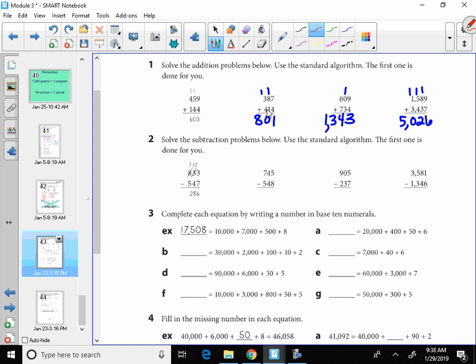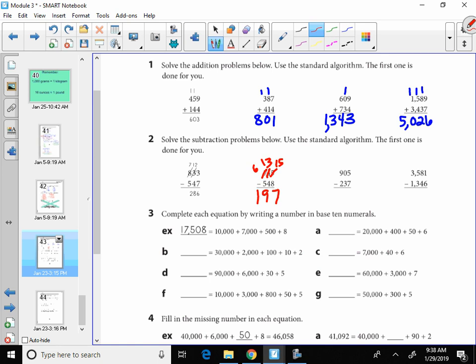I cannot do 5 minus 8, so I'm going to take a 10, break it into 10 little pieces, and add it to the 5 that are already there. Can't do 3 minus 4, so I'm going to take a 100 and break it into 10 tens, add it to the 3 that are already there, for an answer of 197.